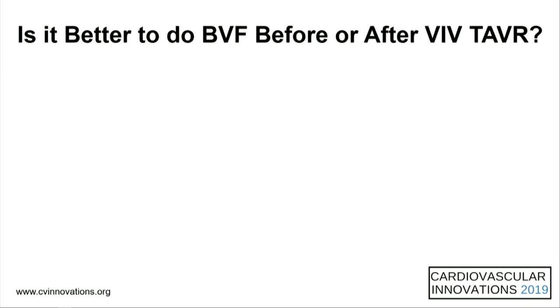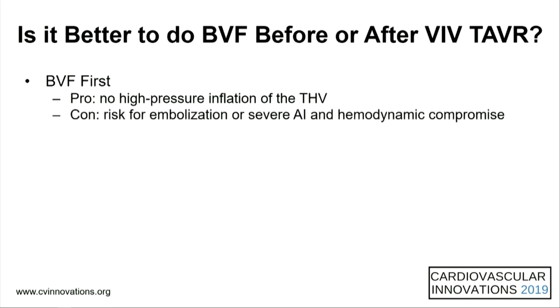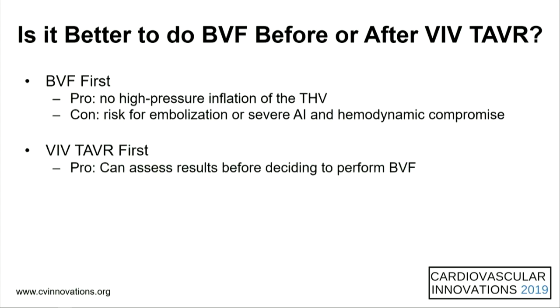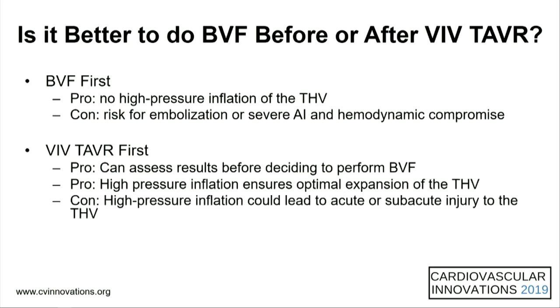We do separate debates just on this topic. Is it better to do BVF before or after valve-in-valve TAVR? So I won't go into all the details, but some want to do BVF first so that we don't do a high pressure inflation inside the transcatheter heart valve, but maybe you can get severe AI, maybe you can get hemodynamic compromise or embolization. If we do valve-in-valve TAVR first, we can assess the results before deciding whether to do BVF. The high pressure inflation ensures optimal expansion of the THV, which might be good. But we could have subacute or acute injury to the THV.